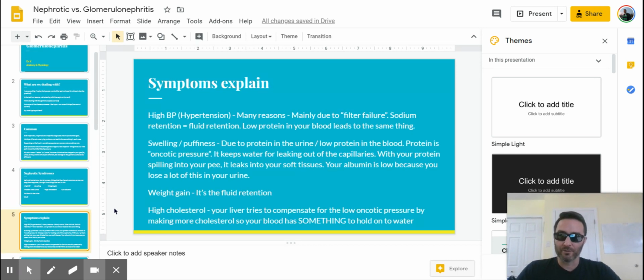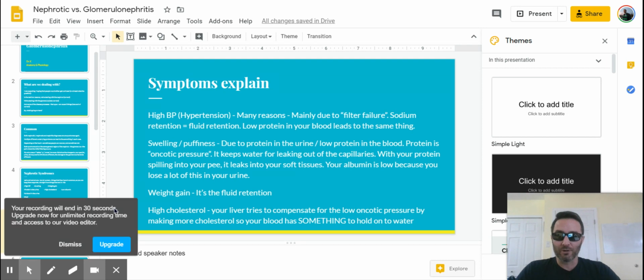The high blood pressure, and there's a lot of reasons for this, but you can think of this collectively as filter failure. You get a lot of sodium retention. If a lot of sodium is being retained, that leads to fluid retention. Water follows the sodium, so you're having extra fluid being held on to, and if you've got more fluid in your bloodstream, your blood pressure goes up. You also have low protein in your blood, and that means you're going to hold on to extra fluid. And we will pick up there in part 2.